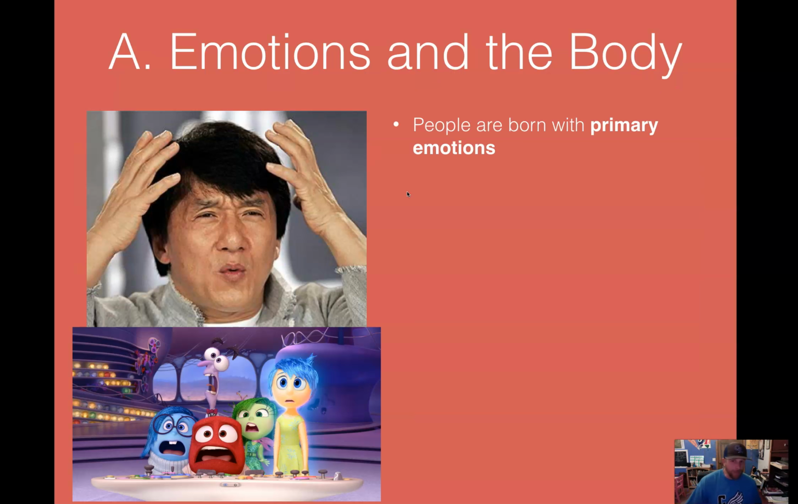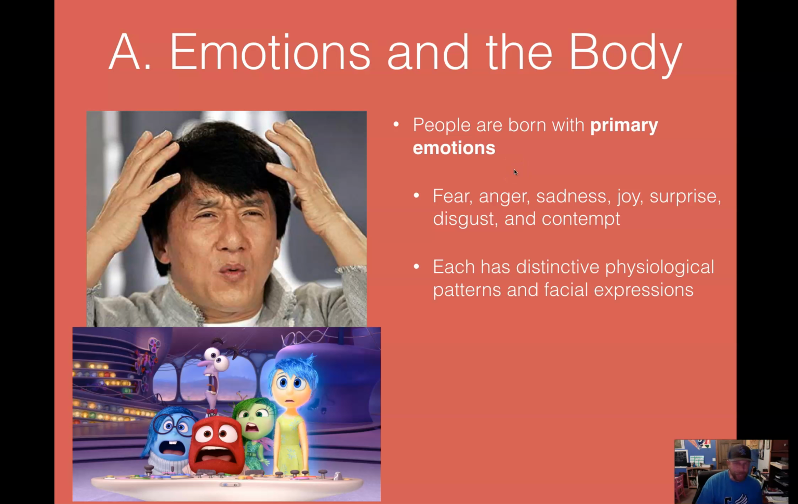So people are born with primary emotions. I'm sure that you're looking at Jackie Chan here, and you know that's the WTF emoji or meme right there. You know what's going on. All humans have fear, anger, sadness, joy, surprise, disgust, and contempt. Contempt is like disrespect, like, really, you're going to tell me what to do? I didn't think so. So we can even go like mad, sad, happy, glad. Each has a distinctive physiological pattern, and there's a facial expression that goes across cultures. Each of these primary emotions has a facial expression that shows that you're in fear, that you're angry, that you're sad, or you're happy, and all those good things.